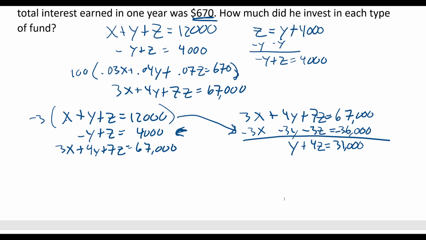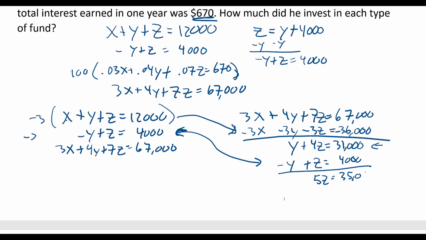Now I can use the second equation and this equation together. So if I take that negative y plus z equals 4,000, and add them together, I get 5z. So what I've done is I brought this here. 5z equals 35,000. Then I can divide by 5. So z is 7,000.